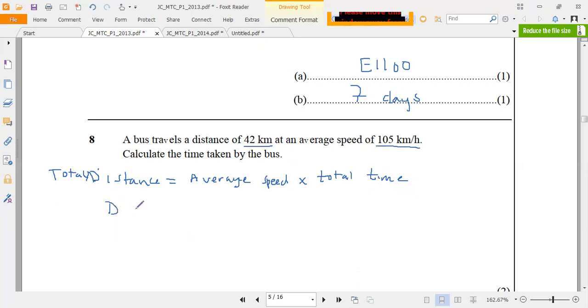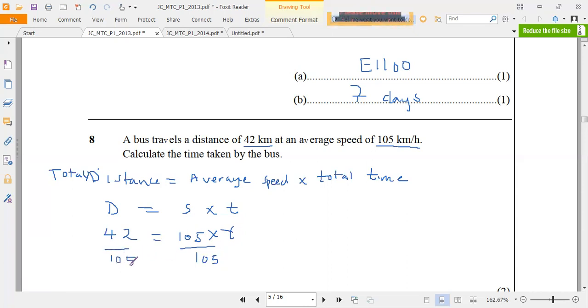If I summarize it, this will be D equals S multiplied by T. With D as 42, 42 will be equal to the speed S, which is 105, multiplied by the time, which is T. To get the value of T, I shall just divide by 105 on both sides.